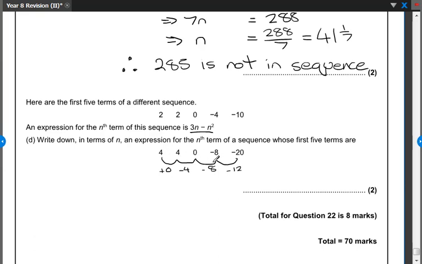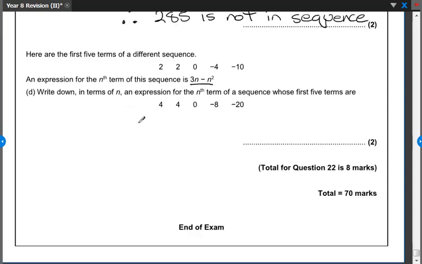So what's the connection between the bottom sequence and the top sequence? How are they connected? Is there some relationship between them? And yes, there is, because we got 2, 4, 2, 4, 0, 0, minus 4, minus 8, minus 10, minus 20. The bottom sequence is double the value of the top, right? 2 times 2 is 4, 2 times 2 is 4, 2 times 0 is 0, 2 times negative 4 is negative 8, 2 times negative 10 is negative 20.